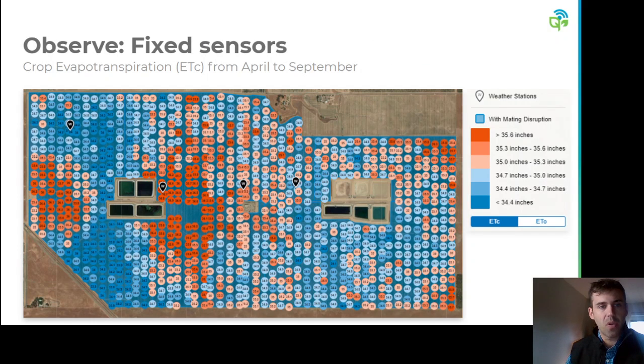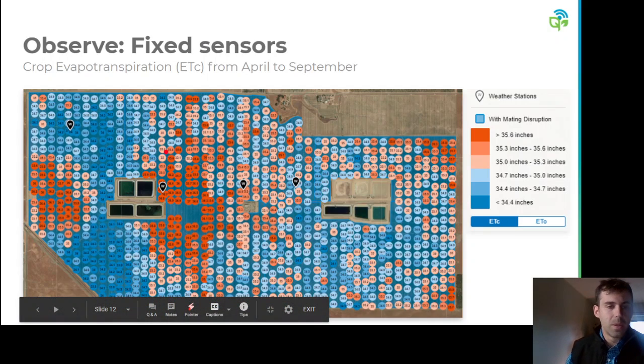So this is an example of what the data from the pheromone dispensers can produce. We have here an adjustment of crop evapotranspiration, very granular, and we can see here that there's a pattern in which there's a bit more water demand in the center of the orchard and in this corner over here.